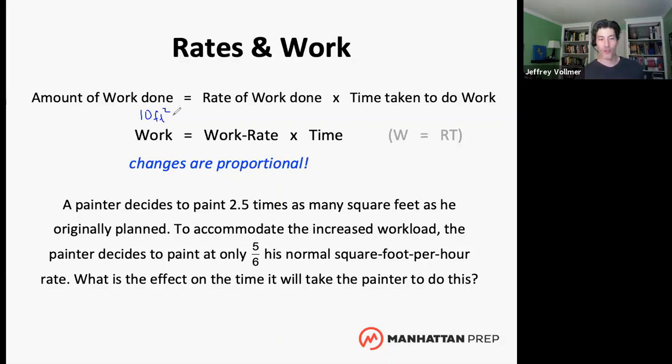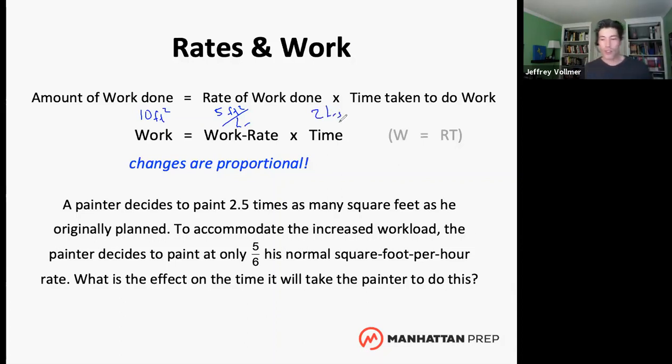You think about what his normal square feet per hour would have been. Okay, maybe we could have said he was going to do 5 square feet per hour, and that should allow you to figure out how long it would take. All right, that should take him or her 2 hours.